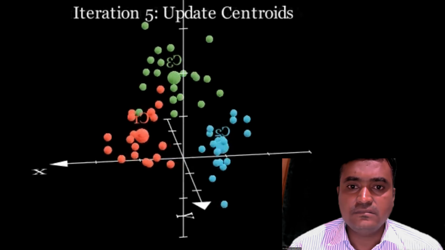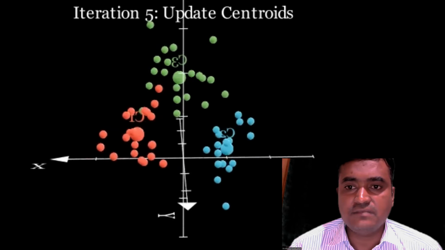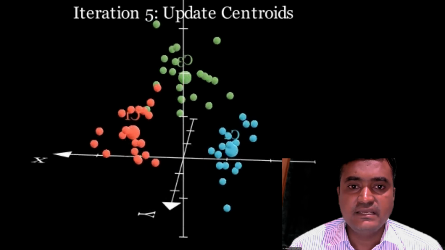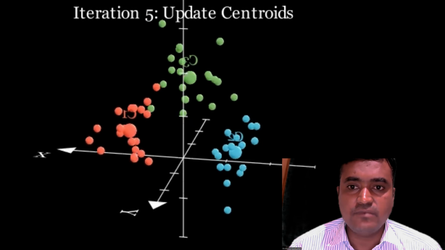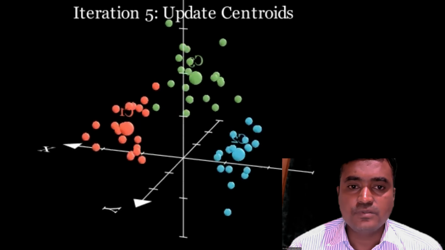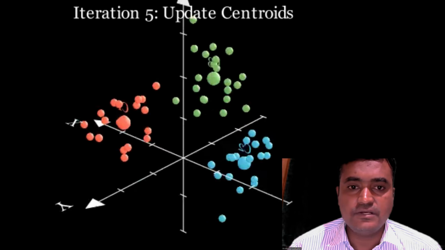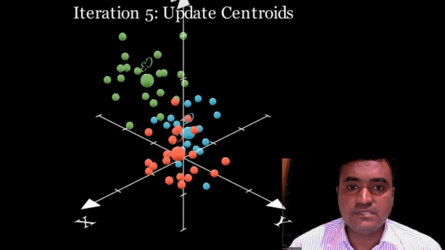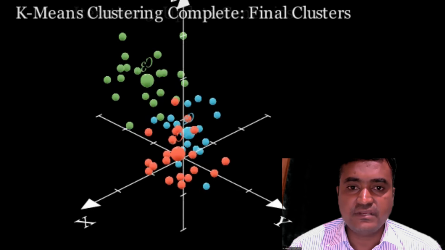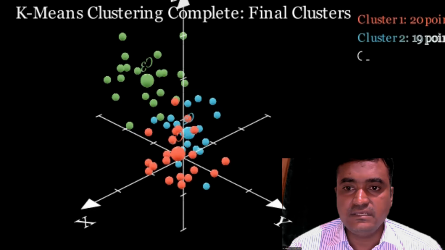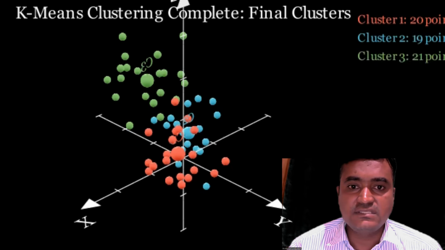Alright, now the fun part begins. The algorithm starts its first iteration. It needs to figure out which point belongs to which centroid. So what it does is calculate the distance from every single point to all 3 centroids. It uses something called Euclidean distance, basically just measuring straight-line distances through 3D space. Each point gets assigned to whichever centroid is closest to it.